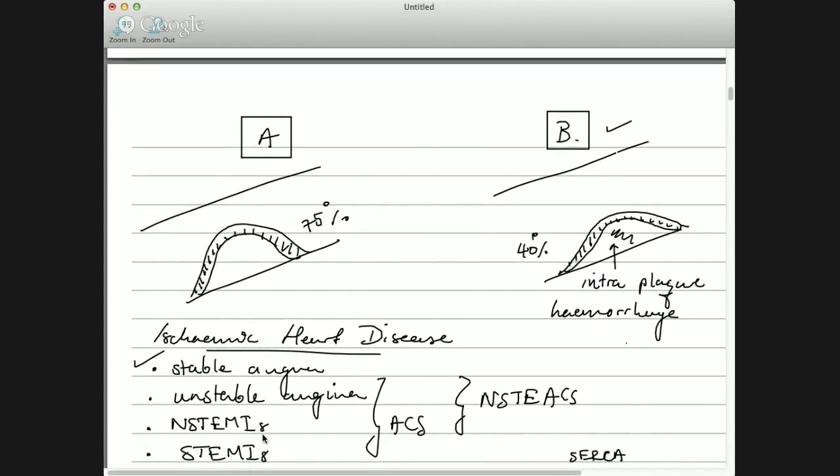So that's what we call unstable angina or an NSTEMI. Those two have the same clinical presentation, except in an NSTEMI you actually have a troponin rise. Your ischemia was actually bad enough to cause death of muscle. So you get a troponin rise. That's the difference between unstable angina and NSTEMI.